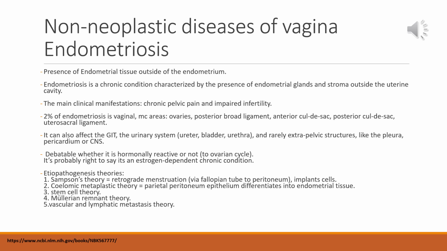Etiopathogenesis theories. The only one really important to remember is the first one. Retrograde menstruation is when you have the blood flowing backwards through fallopian tubes to the peritoneum. And the theory is that this somehow can implant the cells somewhere. But for example, it won't explain how it reaches the pleura or something like that. So none of the theories are exactly a perfect fit for all cases of endometriosis, and therefore none of them have really been chosen. But Sampson's theory is the most important one to remember.